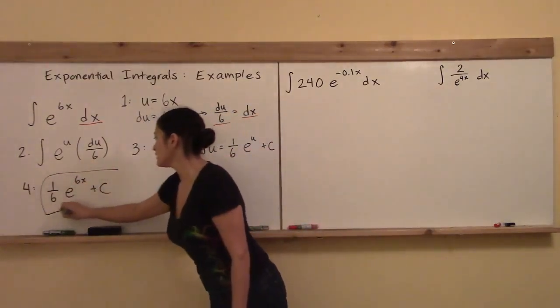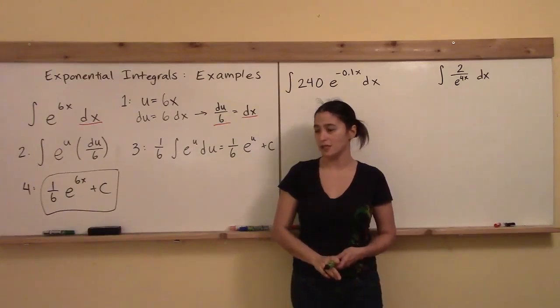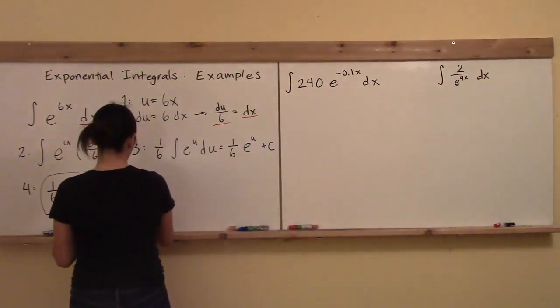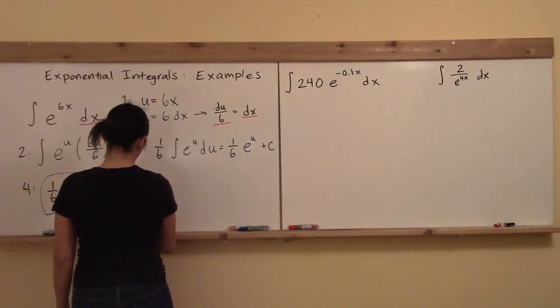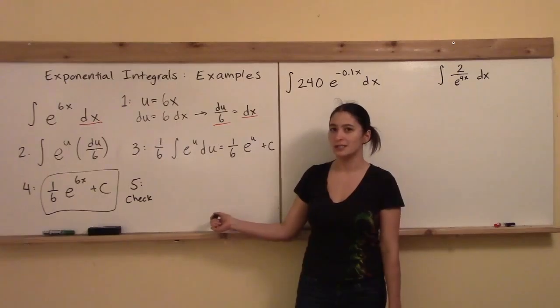And then I'm just going to box that. That would be my answer. Don't forget the plus c when you're working with an indefinite integral like this. Then, of course, we have the secret step 5. And this secret step 5 is really, hopefully, no secret to you by now. That's the checking our work step.